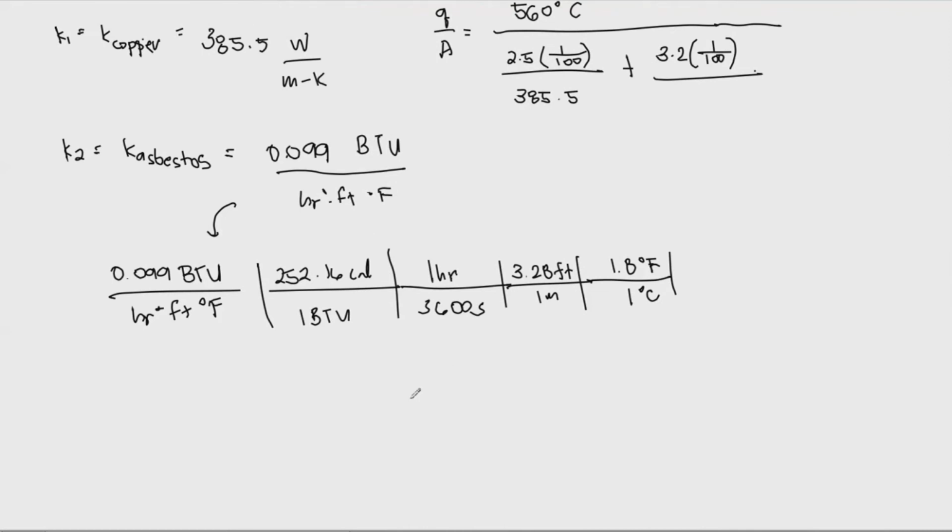So in this case, and then calories, we also need to convert calories in terms of joules. So 1 calorie is 4.184 joules. So we cancel this out, and then hours, feet, degrees Fahrenheit, and of course we're left with joule per second, meter, degrees Celsius, which is watt per meter Kelvin. So I'll be computing this.